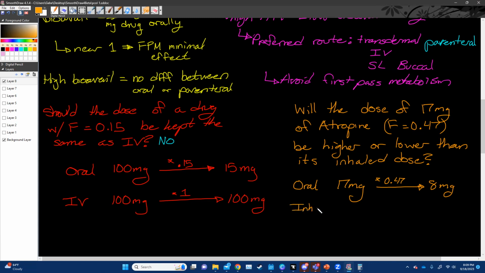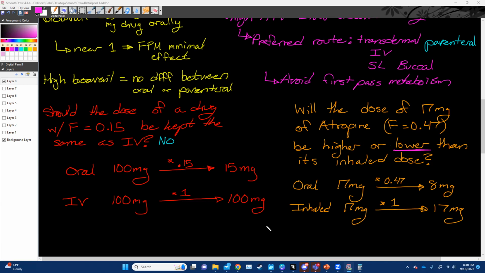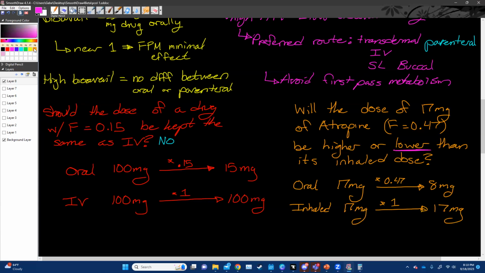If you were doing it inhaled, the bioavailability of an inhaled drug is 1, right? Because it's not going through first pass metabolism. It's bypassing the liver. And so the bioavailability is 1. And so we'd see that our blood concentration would be 17 milligrams. So is the oral dose of atropine higher or lower than its inhaled dose? Lower. Exactly. If it's outside of oral, it's 1. That's my bad. I probably should have put oral here. Will the oral dose be higher or lower than its inhaled dose?